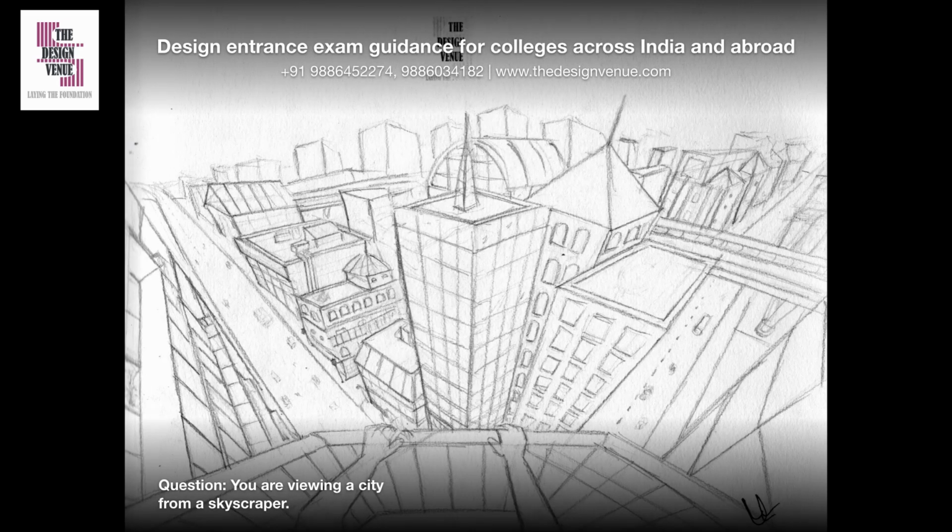In this question, you are viewing a city from a skyscraper. So you can clearly see that the viewer is on a viewing gallery and you can see the hands of the viewer as well. This view is also comparable to a bird's eye view.